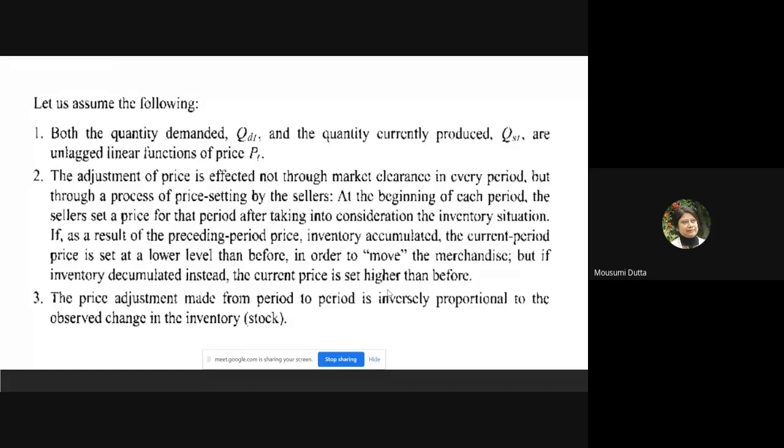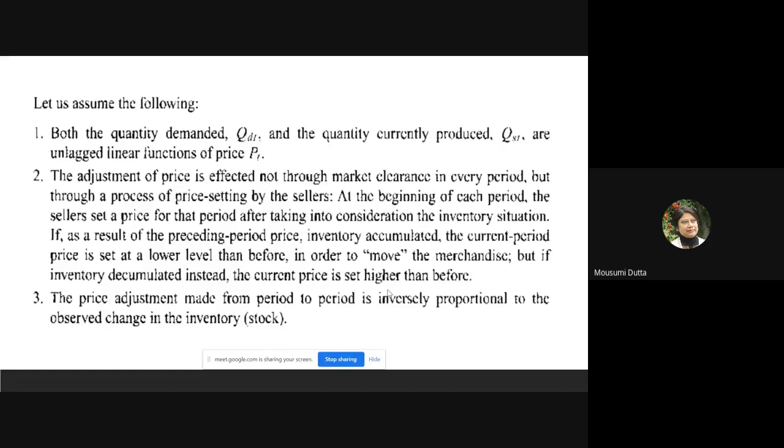Second assumption, the adjustment of price is affected not through market clearance in every period, but through a process of price setting by the sellers. As I mentioned, here we will not consider the clearance of market at every period. Rather, we are considering another mechanism. By that mechanism, sellers will dictate what will be the price of the commodity.